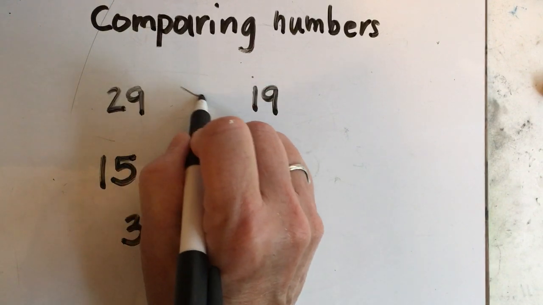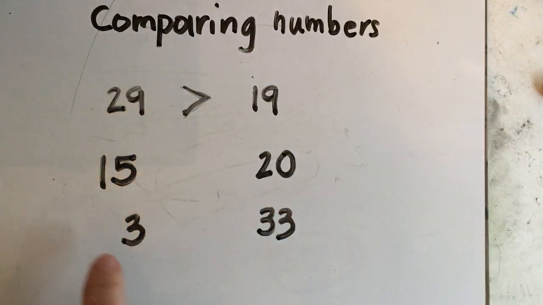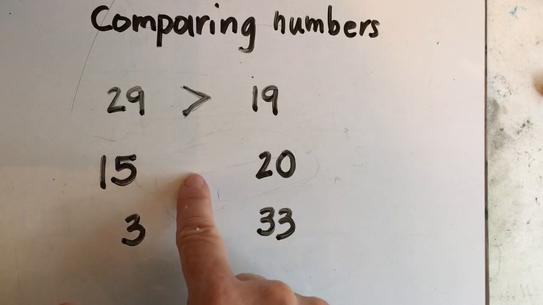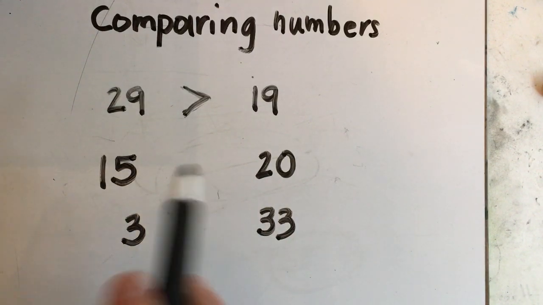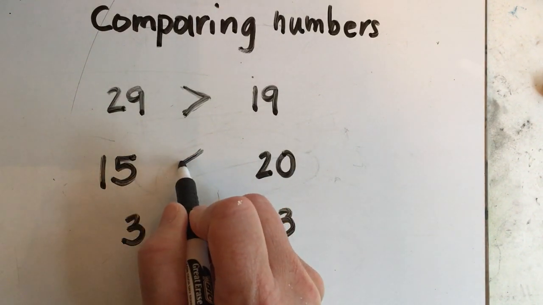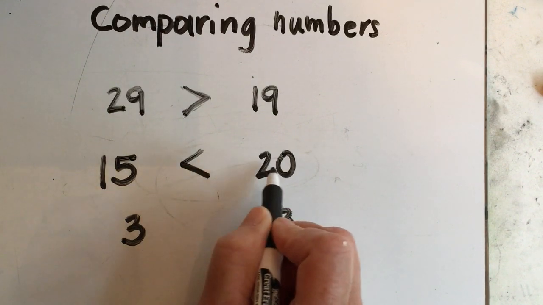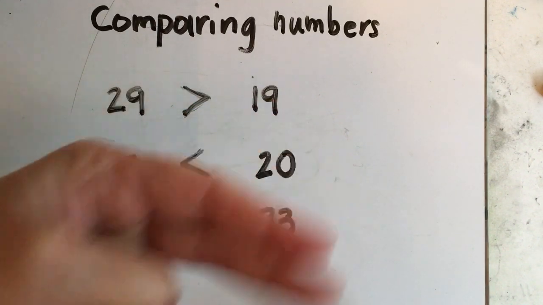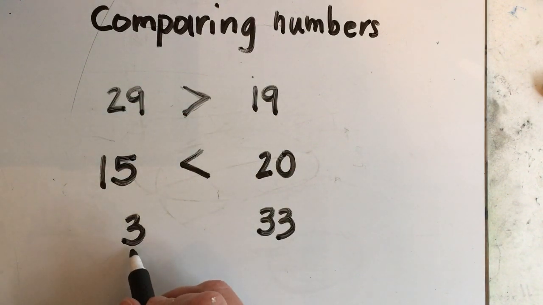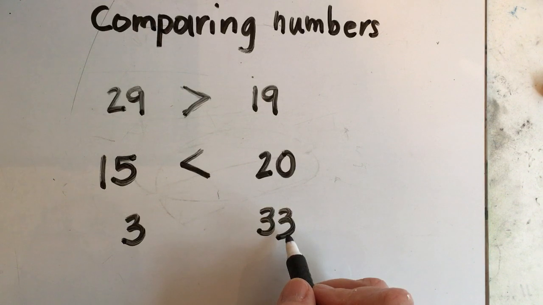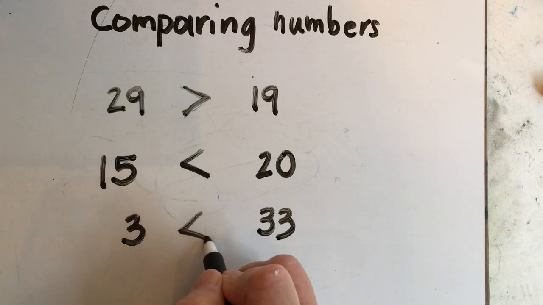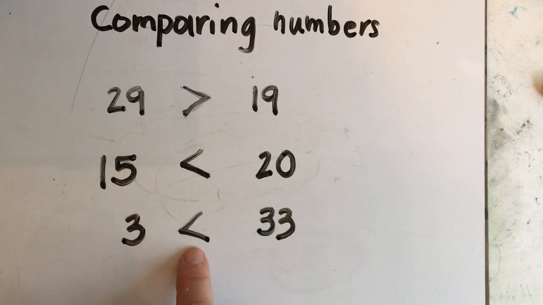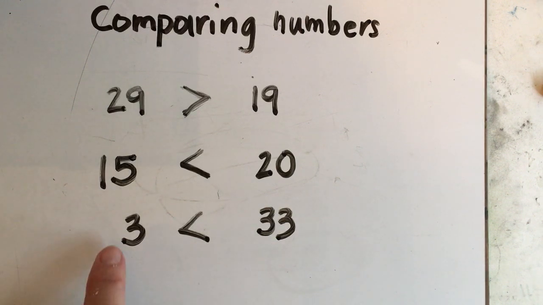Yes, pointing at the opening up to the 29. Good. Okay, what about this one? 15. Yeah, 15 is less than. Look where that open mouth is opening. It's opening over to just eat up the 20. Good. Okay. What symbol do I need? Less than. Good. Read me that sentence. Yeah, 3 is less than 33.